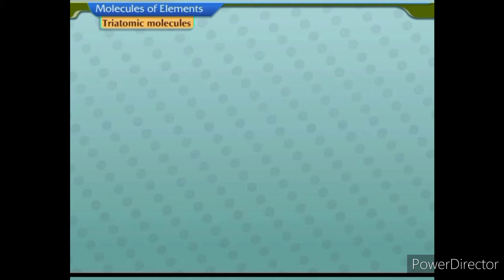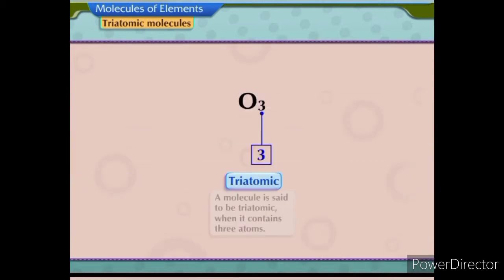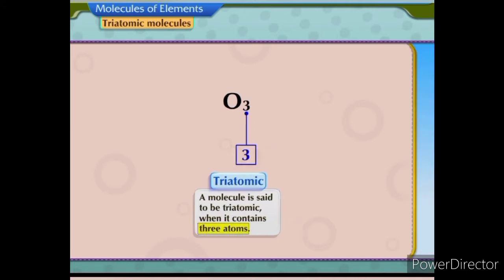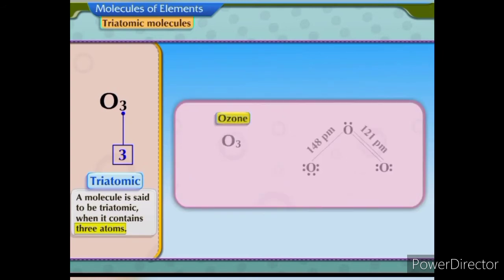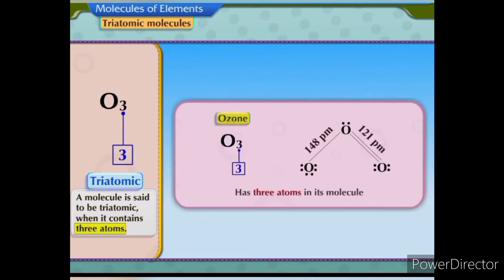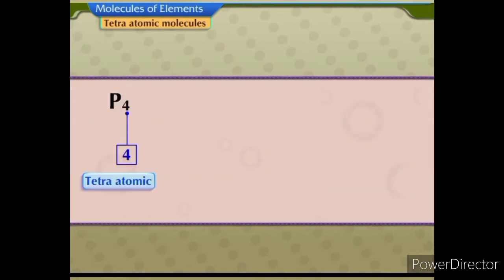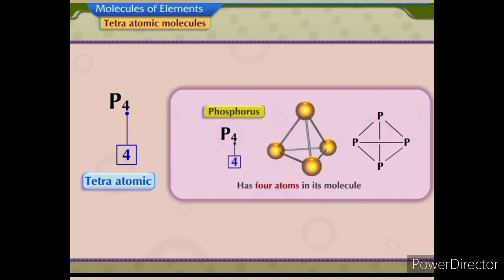Triatomic molecules. A molecule is said to be triatomic when it contains 3 atoms. For example, ozone, O3, has 3 atoms in its molecule, and so the atomicity of ozone is 3 and it is said to be triatomic. Tetraatomic molecules. Phosphorus, P4, has 4 atoms in its molecule, and so the atomicity of phosphorus is 4 and it is said to be tetraatomic.